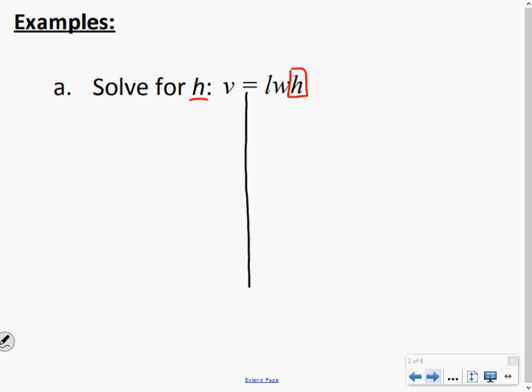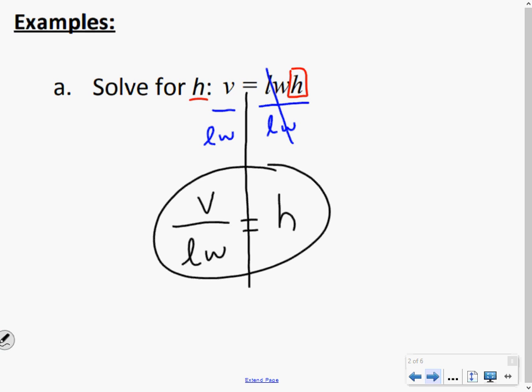Now, think about what operation is happening between L, W, and H. Okay, we said it's all multiplication. So we do the opposite. If I want to undo multiplication, I divide. So I'm going to divide the entire right side by LW. It's going to cancel those out. And that means that I have to divide V, which is the only thing on the left side, by LW. So now what I have is V divided by LW equals H. And that is our final answer.